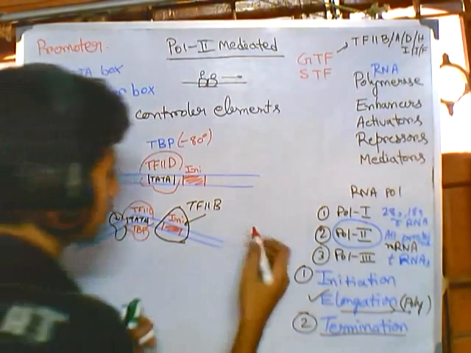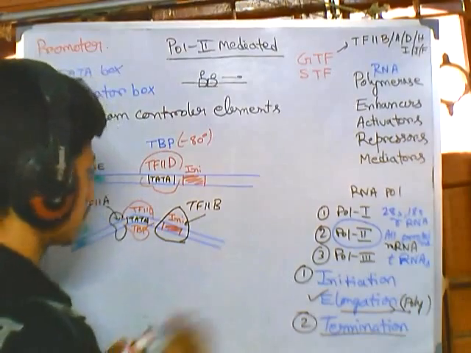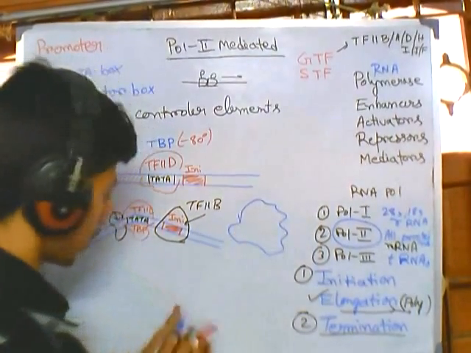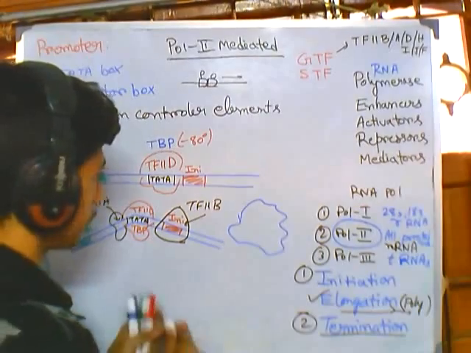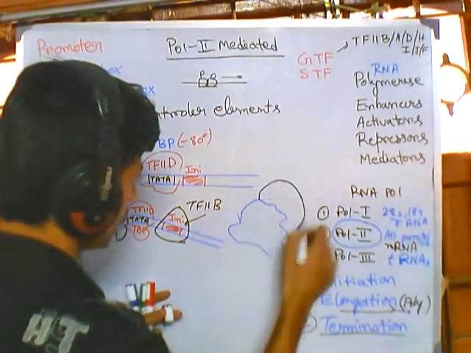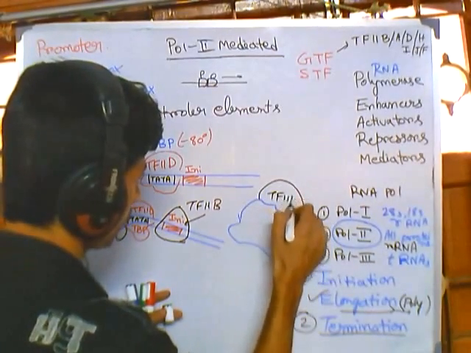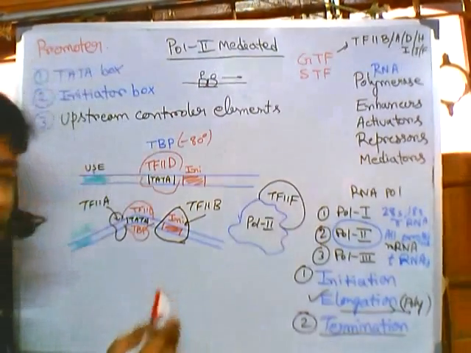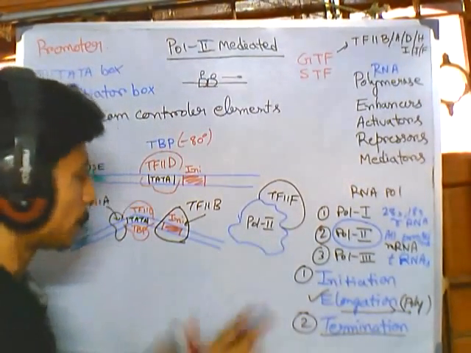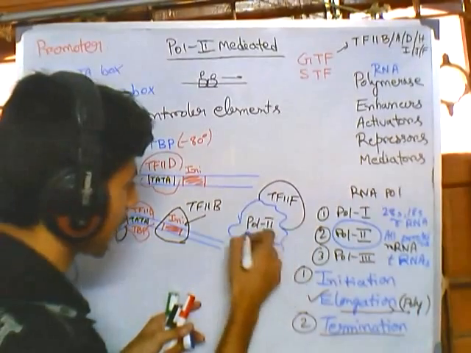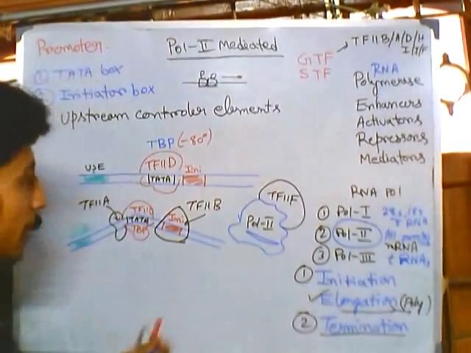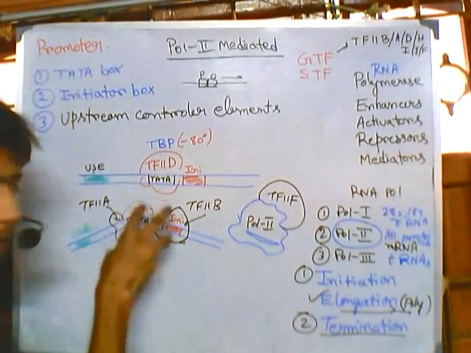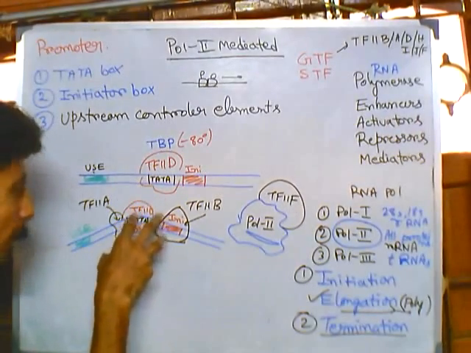So here comes Pol II. I always draw Pol II in blue. So say this is Pol II, and along with Pol II we have TFIIF. So this is the complex. This Pol II obviously has a hand. What is this hand? We will talk later. Now it will bring this Pol II and attach it to this complex.